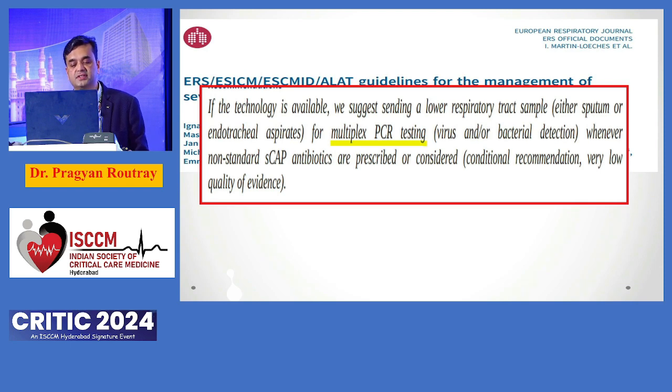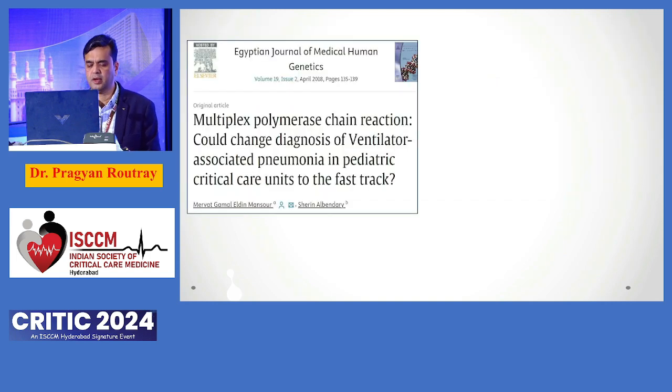We suggest sending a lower respiratory tract sample, either sputum or endotracheal aspirate, for multiplex PCR testing. So this guideline is perhaps the only guideline that has added multiplex PCR. They are saying that in a severe community acquired pneumonia, if you are prescribing a non-standard antibiotic, do send a multiplex PCR testing. Coming to some other few articles that I have picked up.